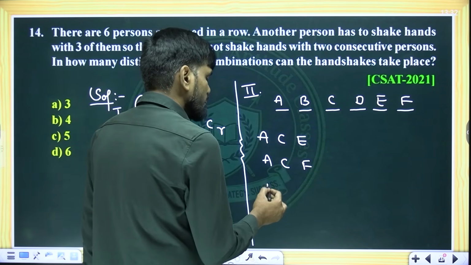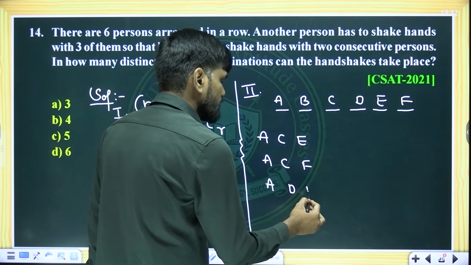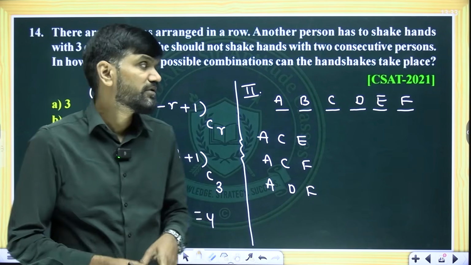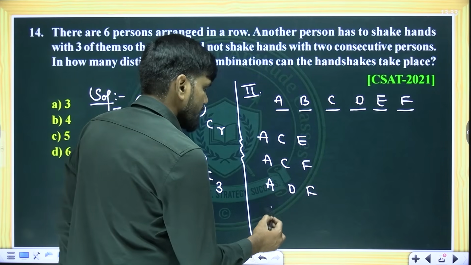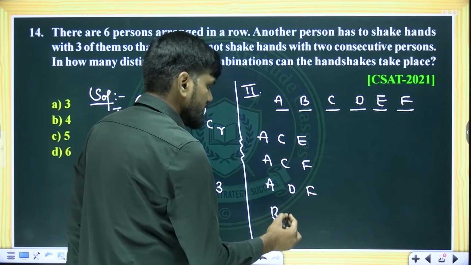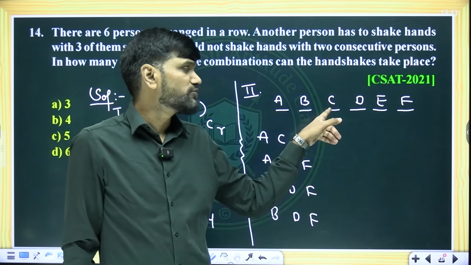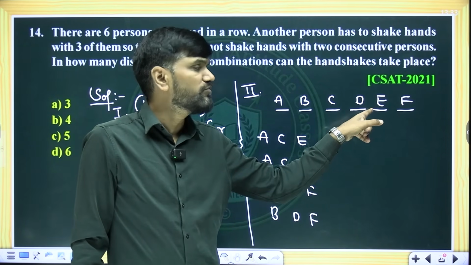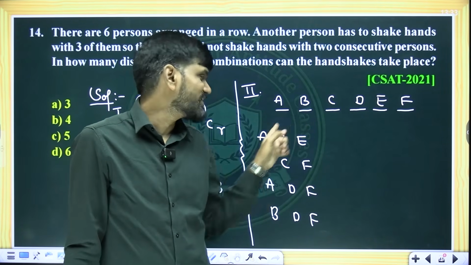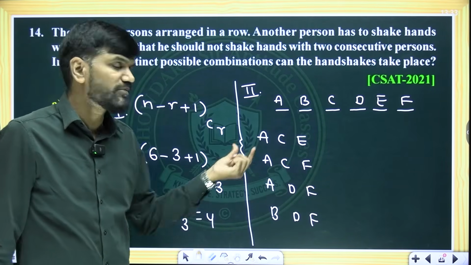Or instead of C, you choose D. A, D, F. That is the next one. Now if you start with B, you cannot choose C. So B, D, F. Can you start with C? If you choose C, then you have to choose E. After E, you cannot choose anyone. So C, E, then you have to choose A, which is nothing but A, C, E only. That's the reason why you cannot have any other combination except these 4.